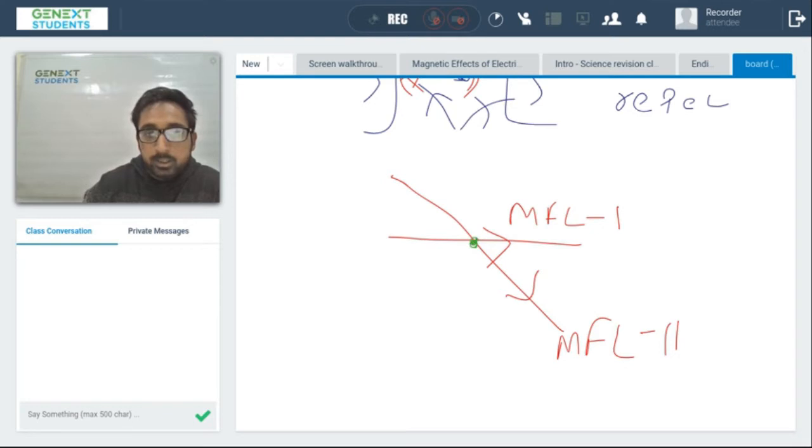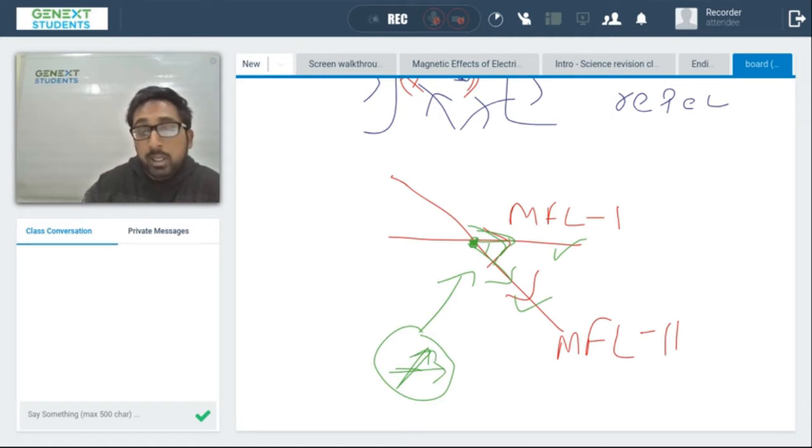At this point of intersection, if you bring a compass needle, which has only one needle, this is a compass needle. If you bring it closer to this point, the needle would have to show two different directions. It cannot show both directions, because it has only one needle, so it cannot show two directions at one time. Getting it? So it will stop acting, which shows that magnetic field lines do not intersect.